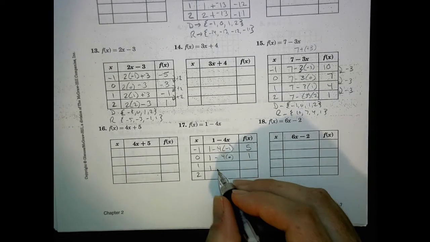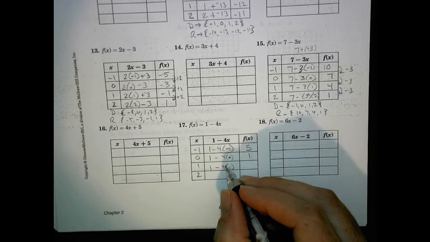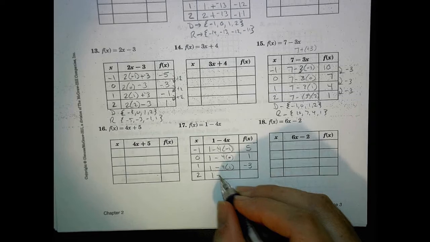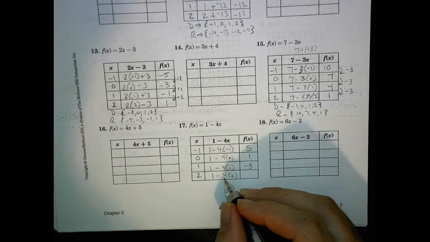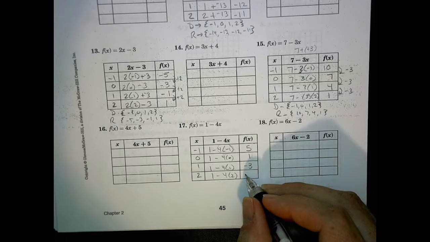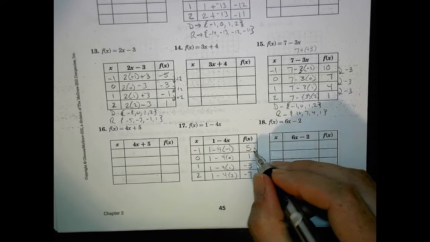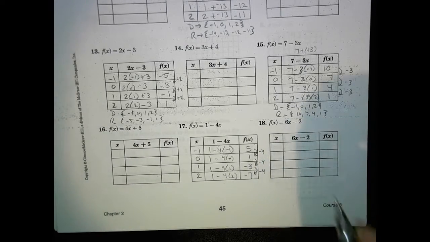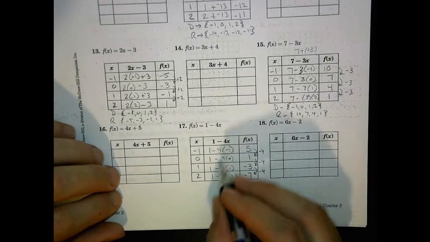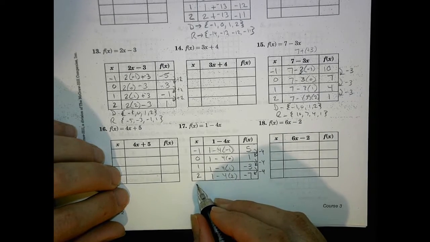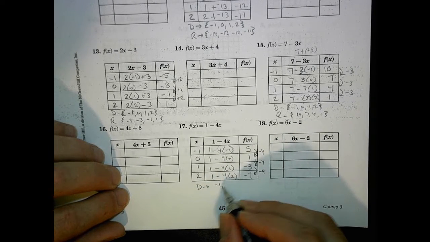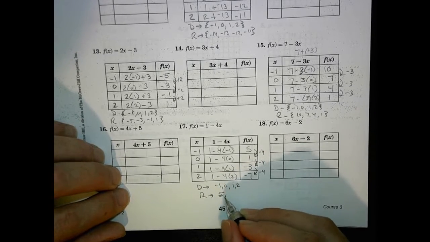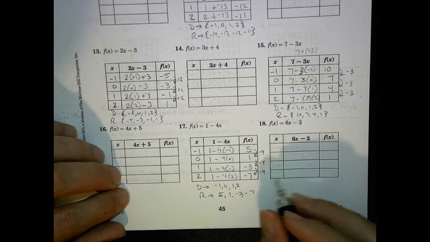When we do positive 1, we have 4 times 1, which is 4. 1 minus 4 is a minus 3. And when we do 2, we have 4 times 2 is 8. 1 minus 8 is going to be minus 7. So we can see we're decreasing by 4 each time. That's our pattern, so we're in good shape there. It happens the same all the way down, so we knew we did our math right. And our domain is going to be negative 1, 0, 1, and 2. And our range is going to be 5, 1, negative 3, and negative 7.